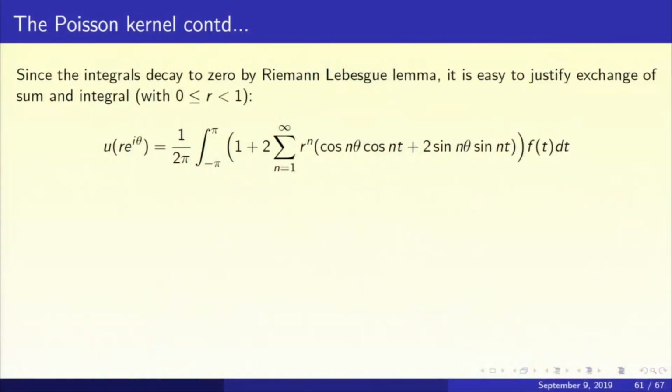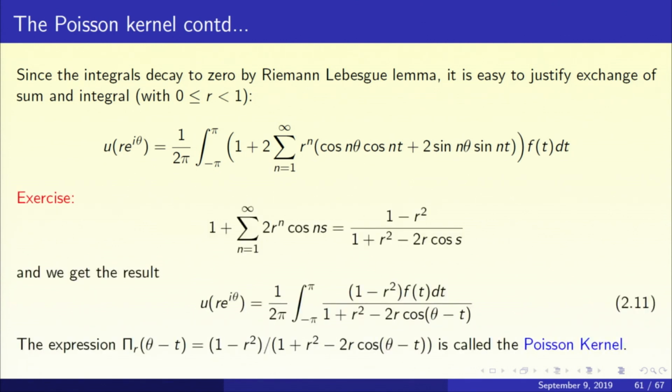So you finally get u of r e to the power i theta equals 1 upon 2 pi integral minus pi to pi big bracket 1 plus twice summation n from 1 to infinity r to the power n into cos n theta cos nt plus sin n theta sin nt. Cos n theta cos nt plus sin n theta sin nt is cos of n of theta minus t. And so what do we get?